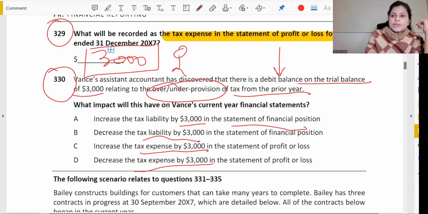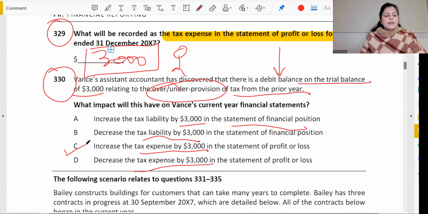C. Very good. I need to provide an expense. So my answer is C. Done. Are we all clear on this? It is the expense now, right? Are we all clear on this?